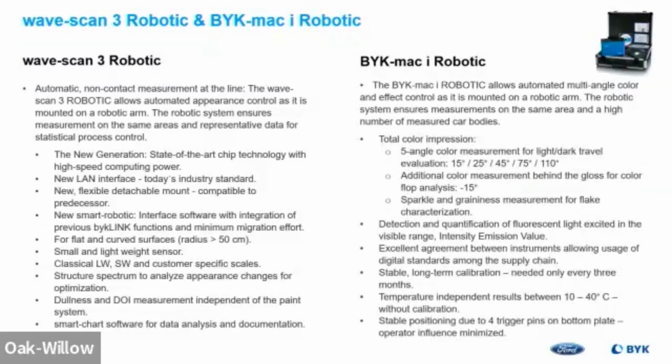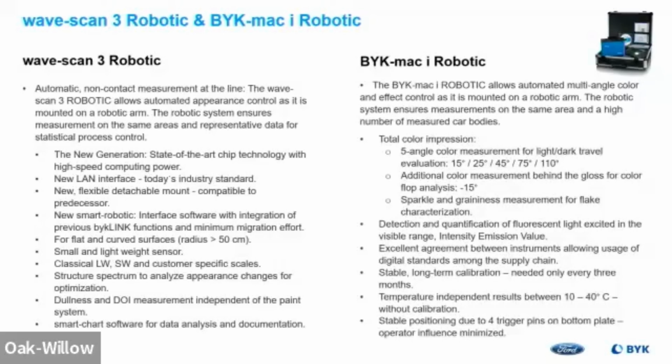This just shows two different devices that we had the capability to put on, working with BYK. We could do wave scan in the future if we wanted to, but we wanted to start with color. We feel that was the most important portion, because that's what we see outside and what impacts our customer the most. Even with the smaller cobot solution, we still have all the features of our standard handheld BYK-mac. We still have 5 angles of color measurement, the additional -15 angle if we want to look at it, and we can pull in sparkle and graininess. All that data is available every time we measure.